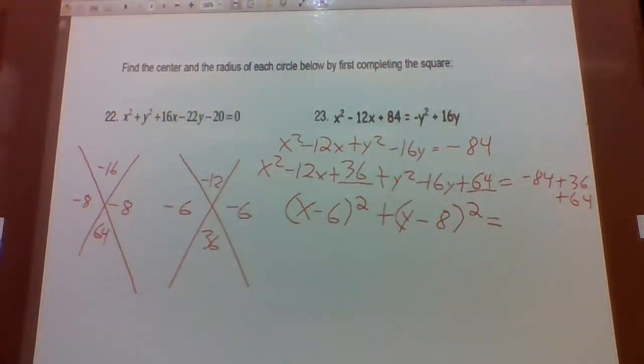So negative 84 plus 36 plus 64, that's 100, so it's going to be 16. I was just about to say I'm being lazy and don't want to do it in my head, but it was that easy. Wasted battery on the calculator.